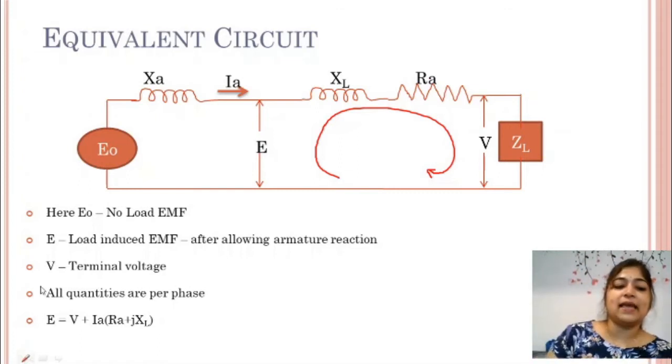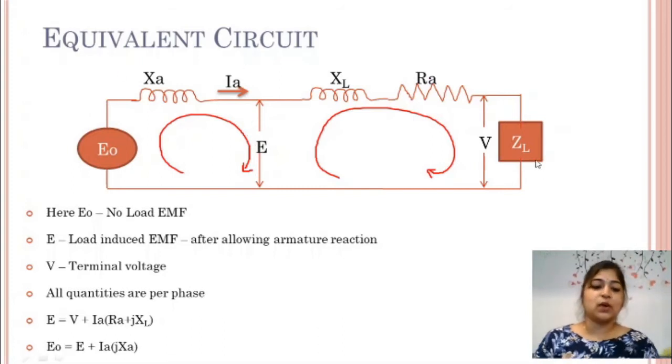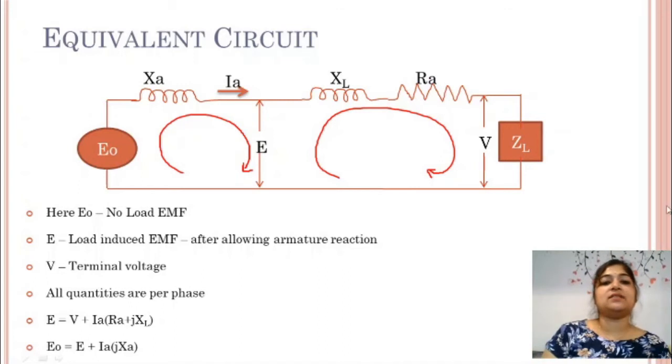Similarly, if I apply KVL in this loop as well, I can write down the equation. Now the mother voltage is E naught. E naught is equal to E plus the drop taking place across the XA. Okay. Then let's simplify this equivalent circuit.